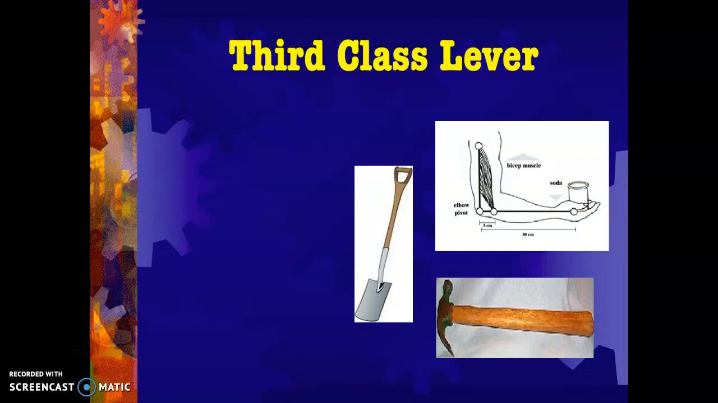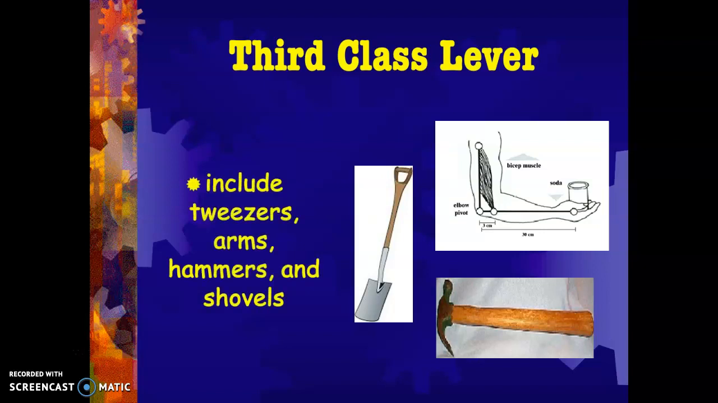Whether you guys realize this or not, you do it all the time. We have hammers when you're trying to pull the nail out using the claw, tweezers, shovels. Your arm acts as a third class lever. You putting something in your hand and bending your arm acts as a third class lever. So as I said, you use this type of lever all the time with your arms. I'm sure many of you have used a shovel or have taken a nail out with a hammer. You were using a third class lever.